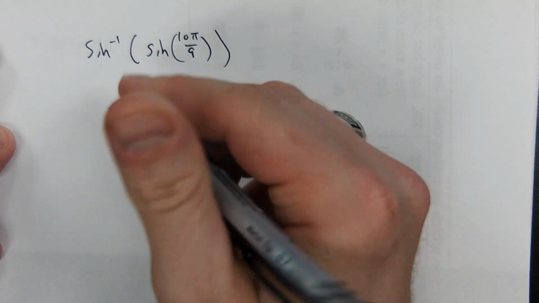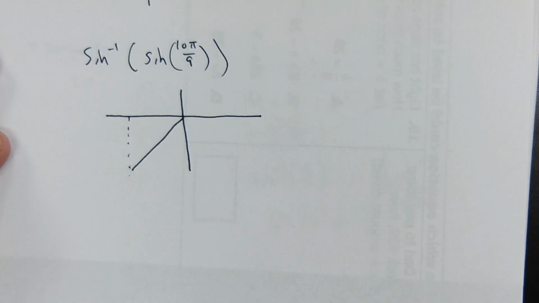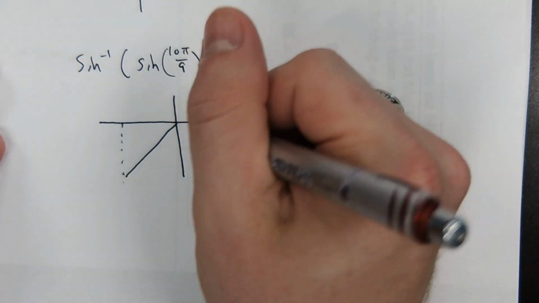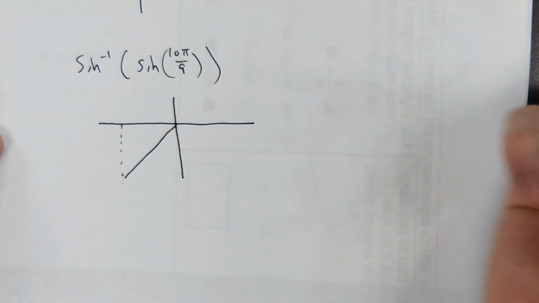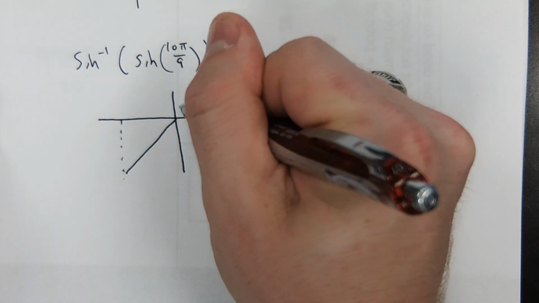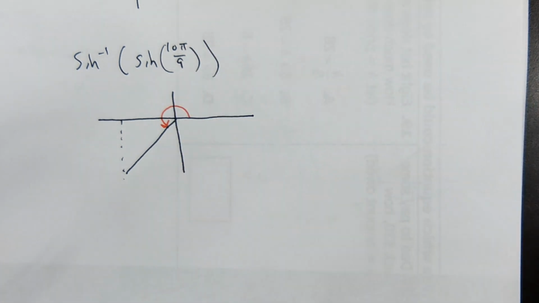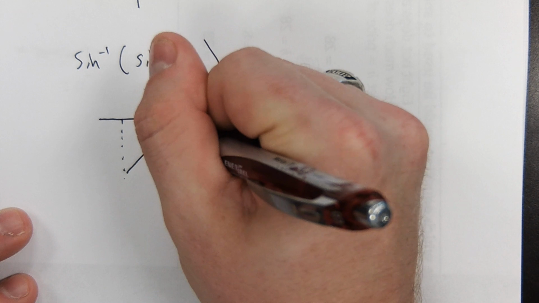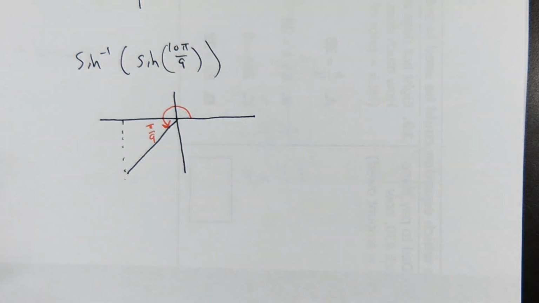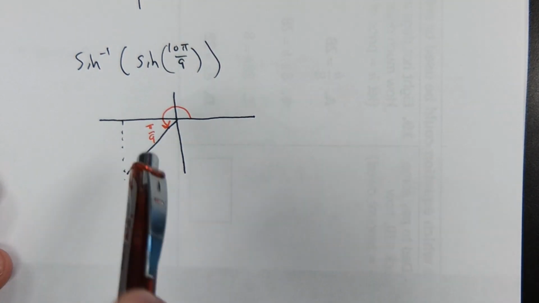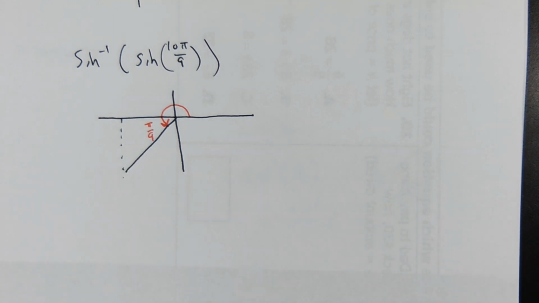Again, picture not drawn to scale. I'm just drawing it so I have something to look at. If this is 10 pi over 9, this is 10 pi over 9. The size of that reference angle is a pi over 9. It's a 20-degree reference angle, correct? Okay. But it's specifically a pi over 9 after pi. But in this quadrant, is sine positive or negative?